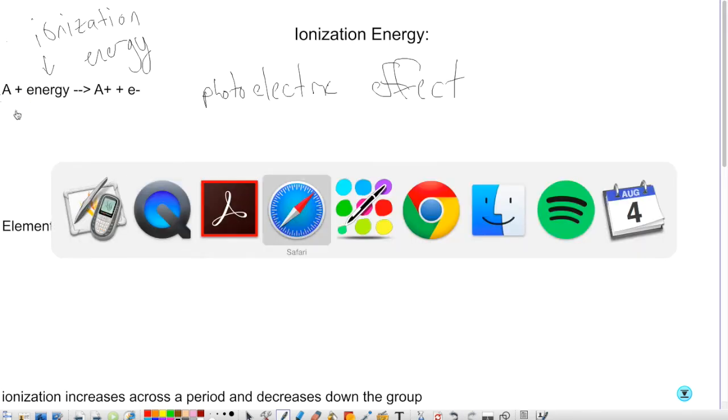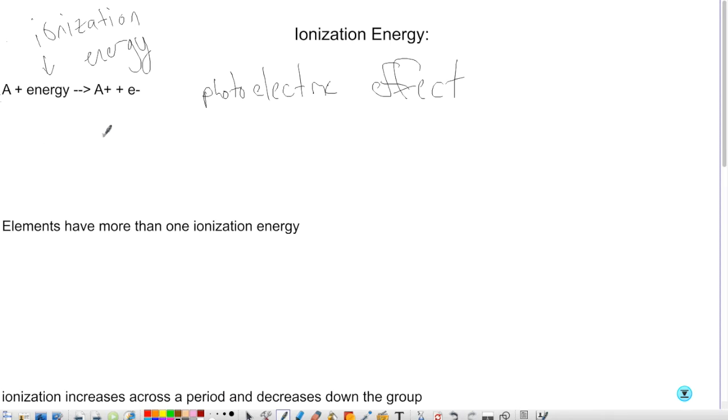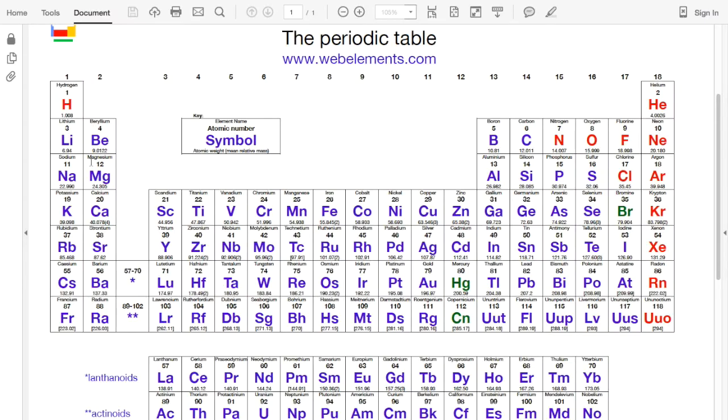If I look at the periodic table, something like, let's say, lithium. If lithium gives up an electron, it's going to be isoelectronic, or have the same number of electrons, as helium, which is a noble gas. Remember, things are always trying to get to noble gas. So elements in group 1 should have very low ionization energies.